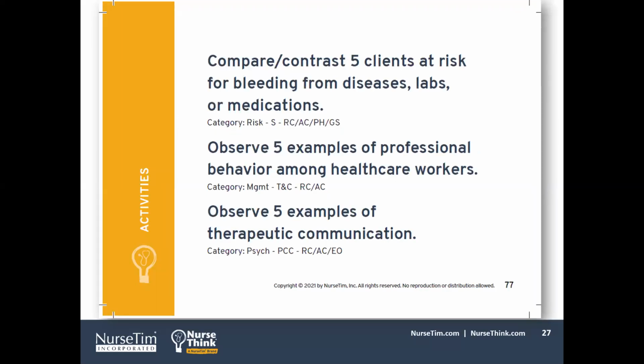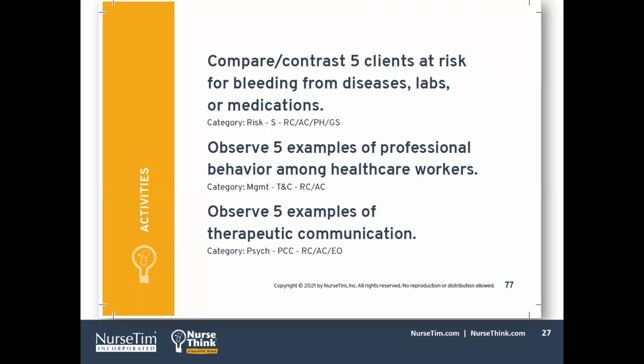Activities, not only do we have those curveballs, but I've got a really slow unit today. I want students, I'm going to ask you to compare and contrast 5 clients at risk for bleeding from diseases, labs, or medications. They bring that information to post-conference. I might have a patient with hemophilia. I might have a lab that has a prolonged PT-PTT, and I might have a patient who's on Plavix, okay? But now let's do a compare and contrast. This is very conceptual. Risk for bleeding is not illness specific, but how do I care for a patient who's at risk for bleeding regardless of what the cause is?